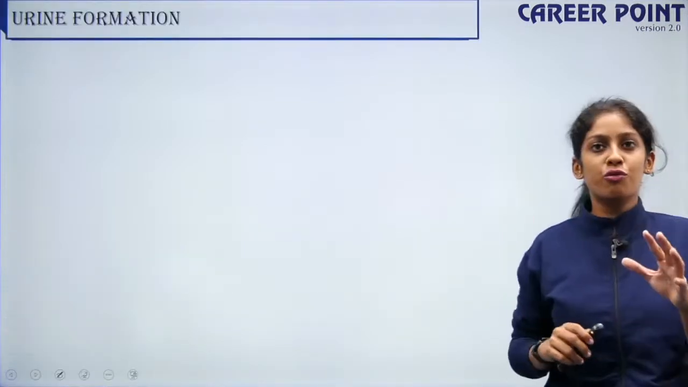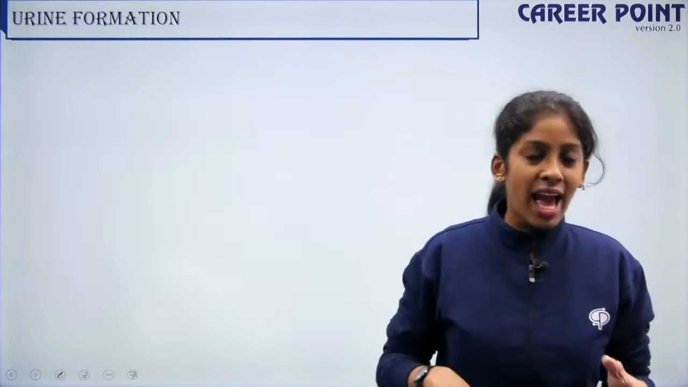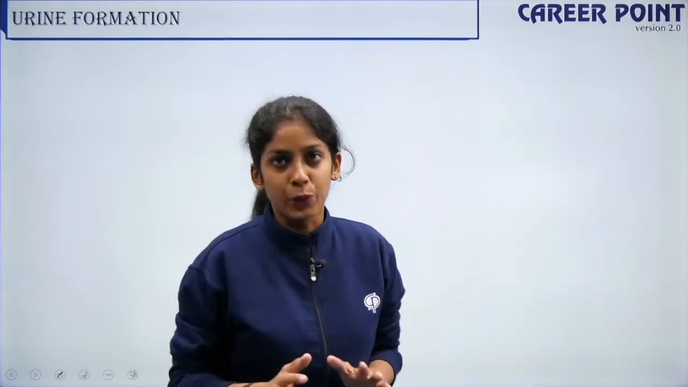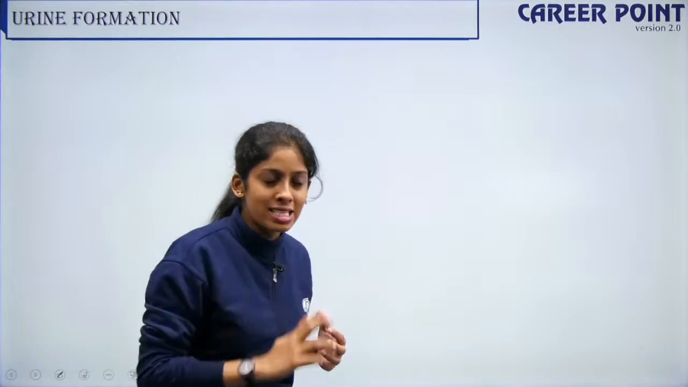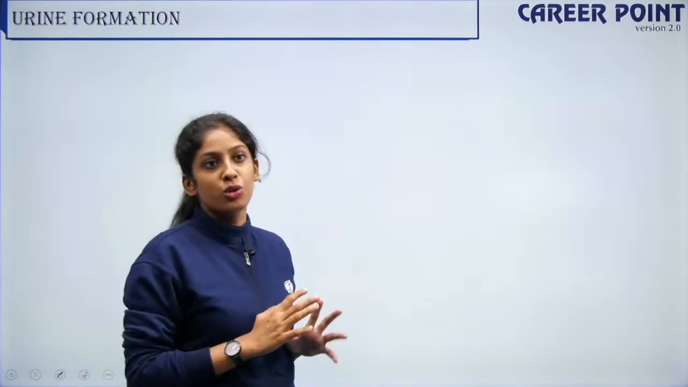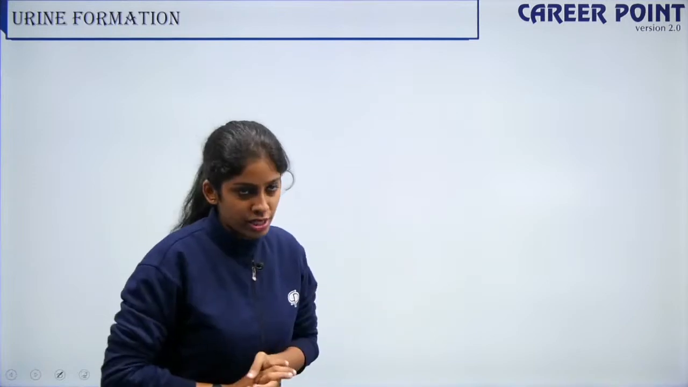All of us know urine formation happens in the kidney, right? And we excrete urea in the urine. Fine. Now how is this urine getting formed? What are the three steps, what are the processes involved in urine formation? That is the story for today's class.